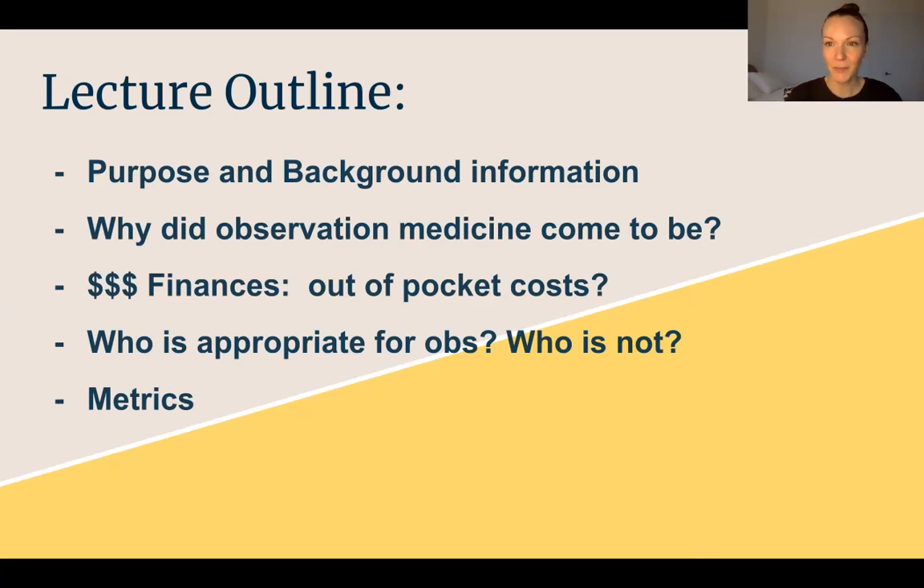So we'll talk about the purpose and some background information. Why did it come to be? A little bit about finances, because you have to really understand the financial implications of observation to have an understanding as to why it exists at all. What patients are best for the OBS units and who are not, and some of the metrics that we look at to measure if our observation unit is functioning optimally.